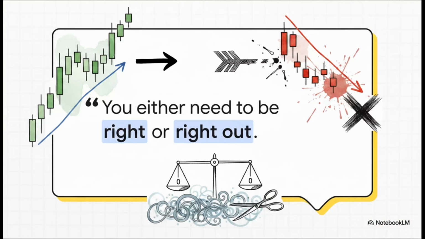This quote right here says it all. You either need to be right or right out. This is the entire philosophy. Because you're literally trying to catch a turning point in the market, you need that trade to work in your favor, like right away. If it hesitates, if it chops around, if it even thinks about going against you, you get out. Full stop. Get out at break even. There is absolutely zero room for hoping and praying in this playbook.